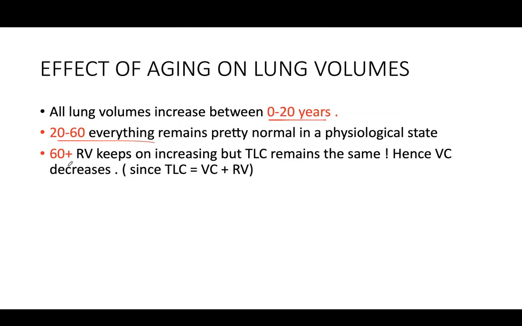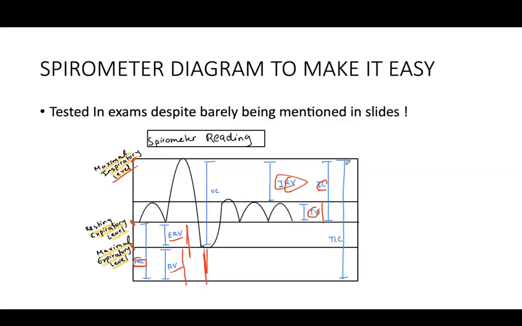So when you reach 60 and you're more than 60, your residual volume, which is a volume in the lungs that can never be exhaled no matter how hard you try, keeps on increasing. In a normal person, we saw that was 1.5. In an old person over 60, it might be 2. But the TLC, the total lung capacity, remains the same. So this is the same, and this is increasing.